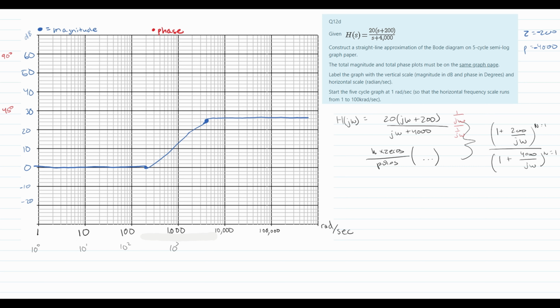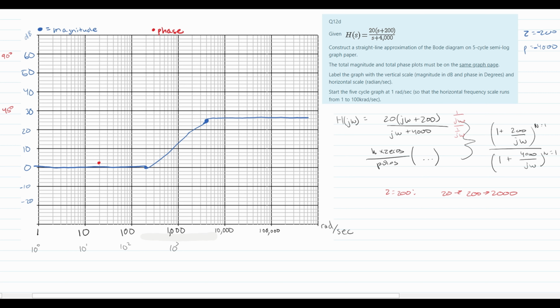Now we can look at the phase. And for the phase, we're going to be looking at the same table. We're looking at the same factors. For phase though, our z is equal to 200. We're going to go from the z divided by 10, which is 20, till we hit our 200, and then we're going to go to 2000. So the first z is going from 0 to 20, which is going to be like right here.